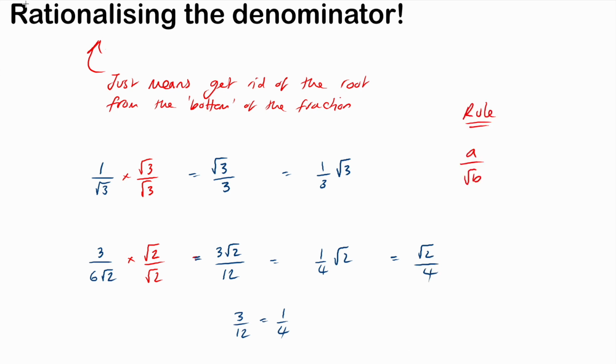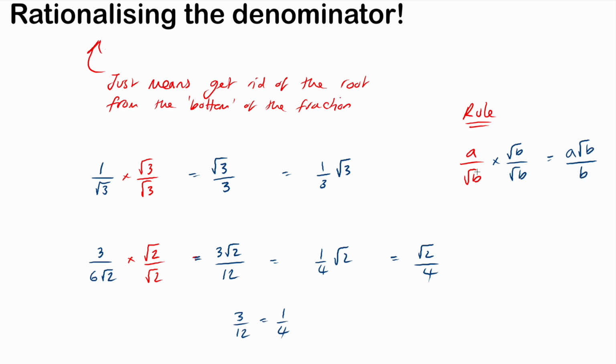Let's get a rule sorted then. So if we have this situation here, a divided by root b, all we're doing is multiplying the numerator and denominator by root b to simplify. So you end up with a root b over, well, the square root of b times b is just b, and that is your final answer.